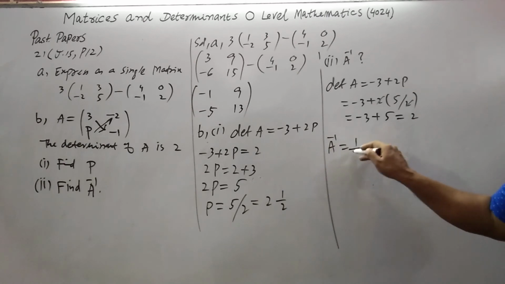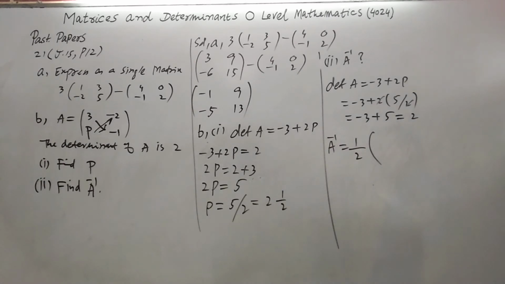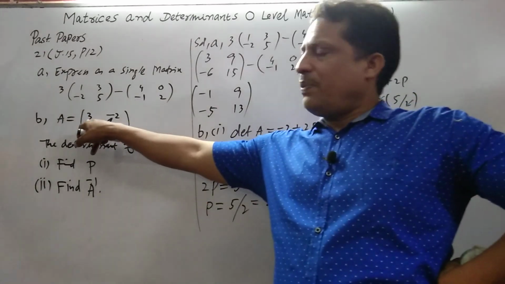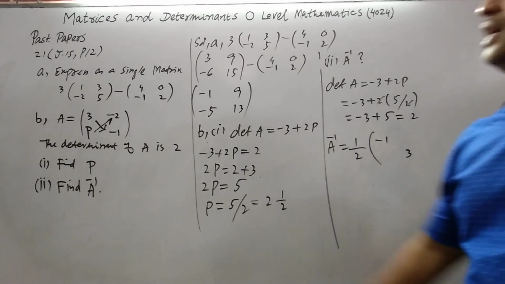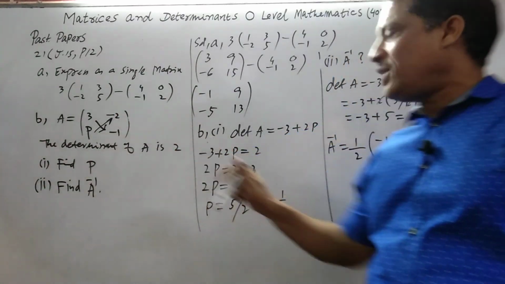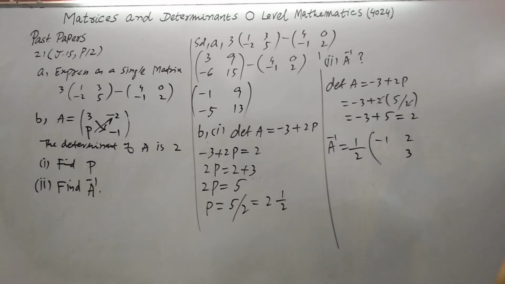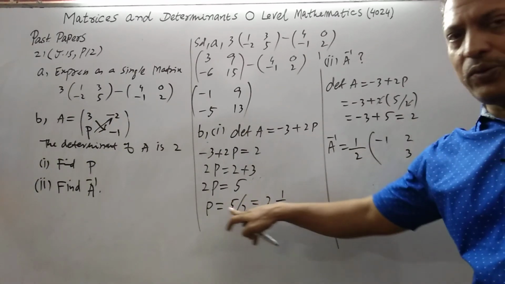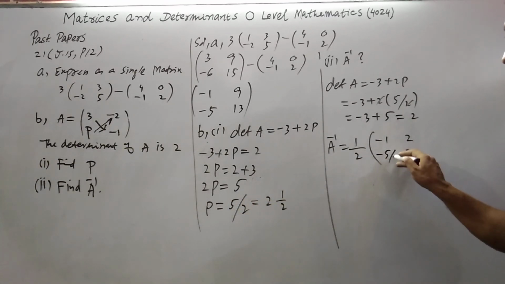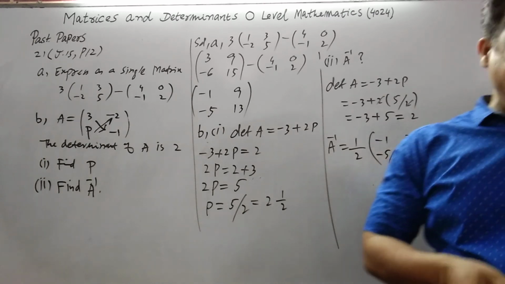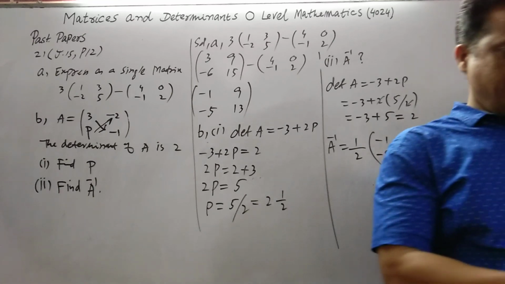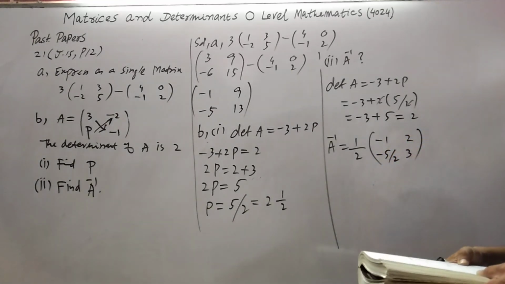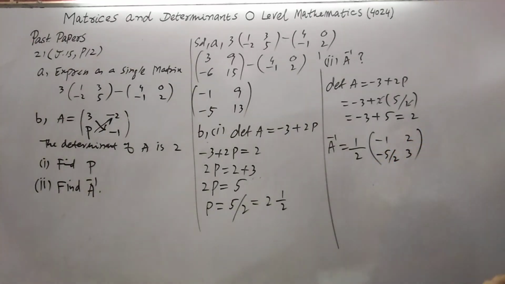A inverse is 1 upon determinant multiplied by the adjoint of the matrix. How to find the adjoint of a matrix? Change the position of 3 and minus 1, becomes minus 1, 3. Change the sign of minus 2 and P. Minus 2 becomes plus 2. And P, what is the value of P? 5 upon 2 becomes minus 5 over 2. This is the answer of part A inverse: 1 over 2 times the matrix minus 1, 2, minus 5 over 2, 3.